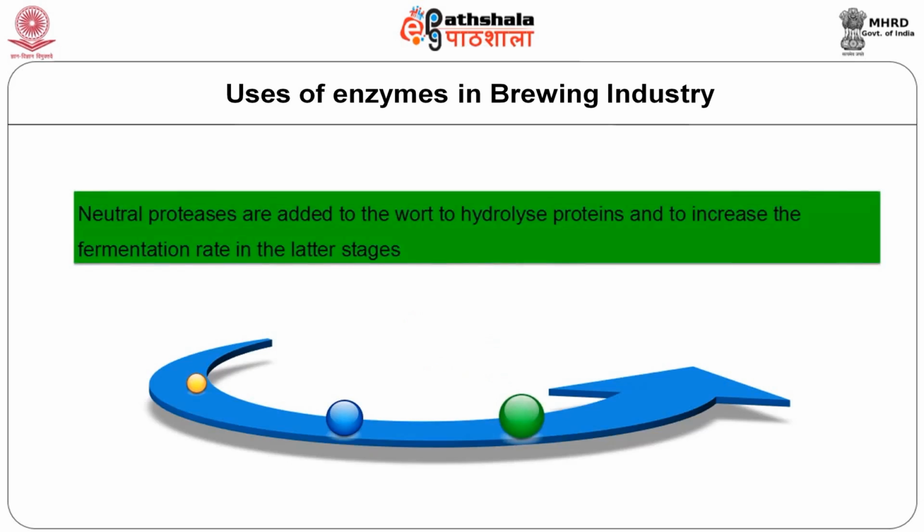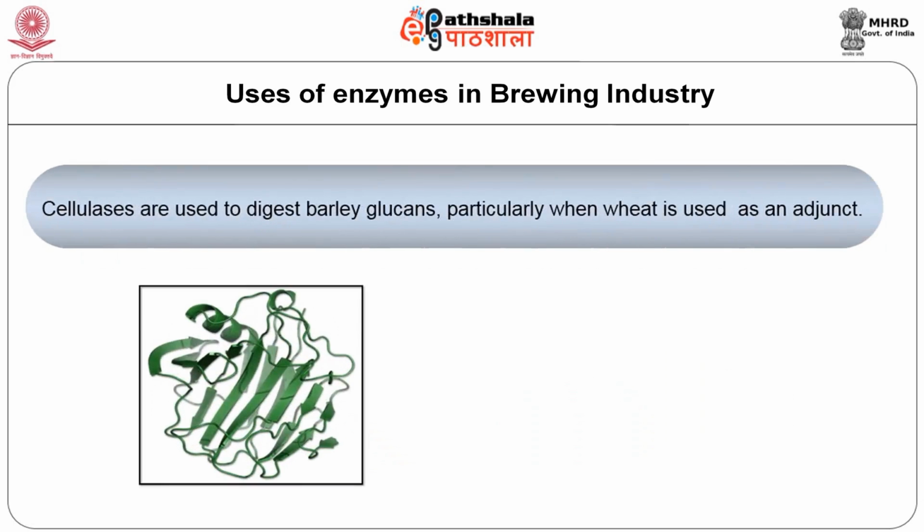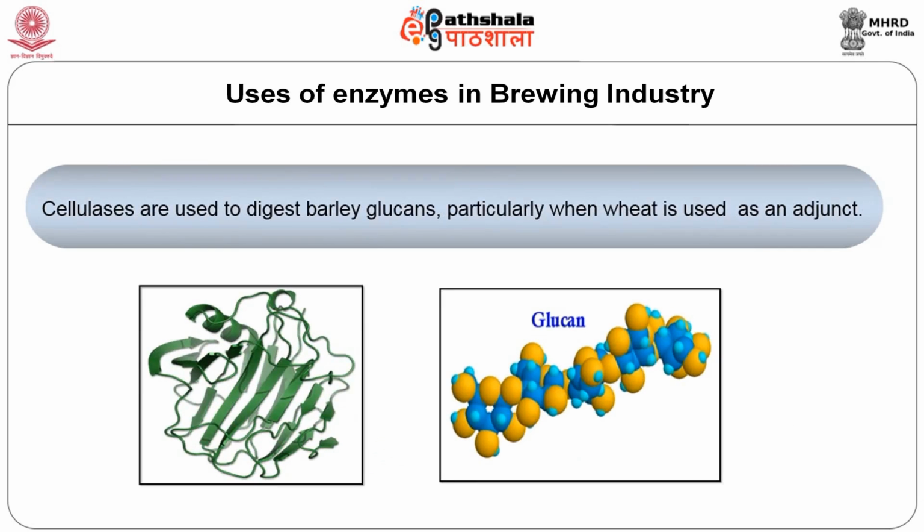Neutral proteases are added to the wort to hydrolyze proteins and to increase the fermentation rate in the later stages. For production of high gravity beer, extra proteins are added to the wort. Neutral proteases are used in such cases to digest these proteins. Cellulases are sometimes used to digest barley glucans, particularly when wheat is used as an adjunct.